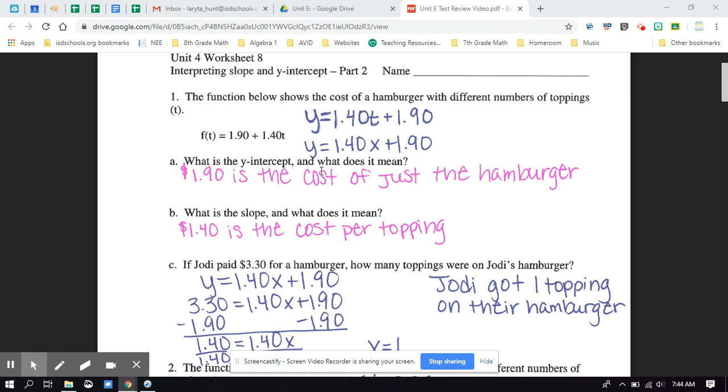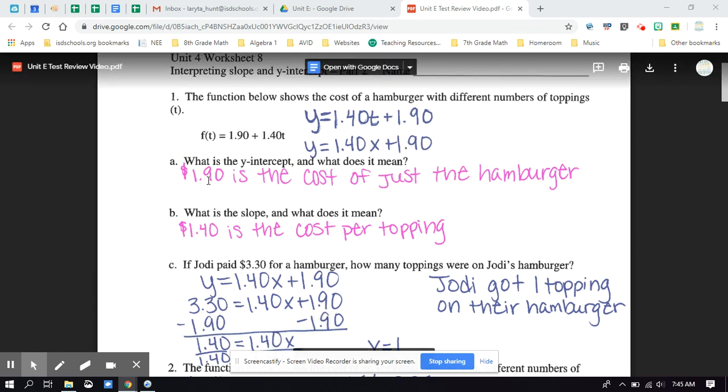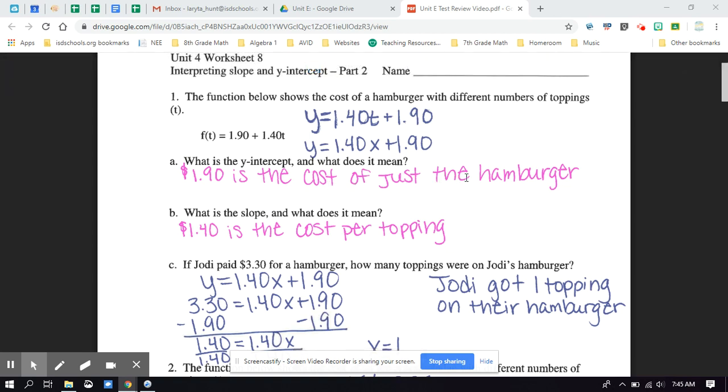A, what is the y-intercept and what does it mean? So the y-intercept is the number that is not attached to the variable. It's not attached to x. So that would be the 1.90. We're talking about the cost of hamburgers, so $1.90 is the cost of just the hamburger without toppings.